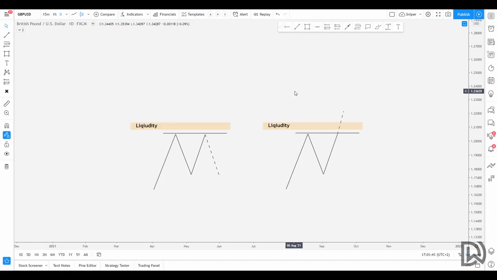There might be different angles and different views on liquidity, but this is basically just how I understand it, and I'm just going to share with you how I understand it, and I hope it will make sense to you and that you will learn something from it.